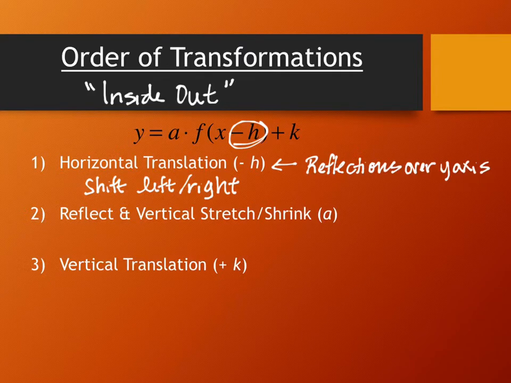So any reflections that go over, so this is reflections over the y-axis, that's what that means, and vertical stretches or shrinks. So we're going to stretch it up, we're going to shrink it down, okay, compress. And the last thing to do is the vertical translation, which means to take the whole graph and shift it up or down. That's our very last step.